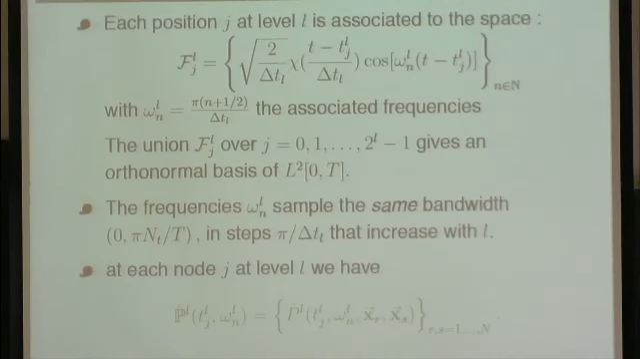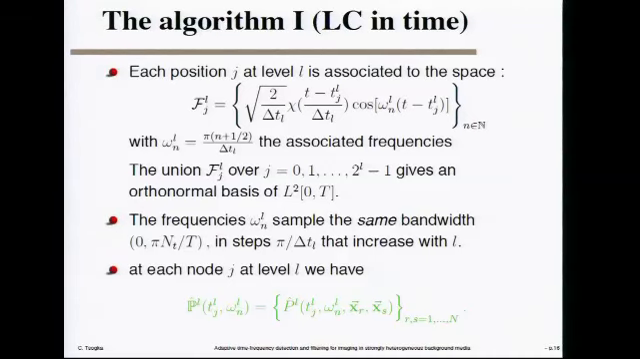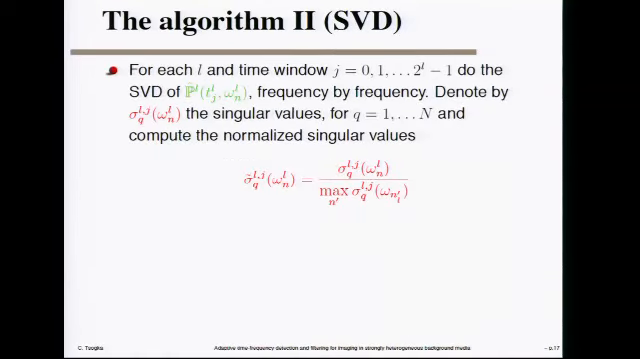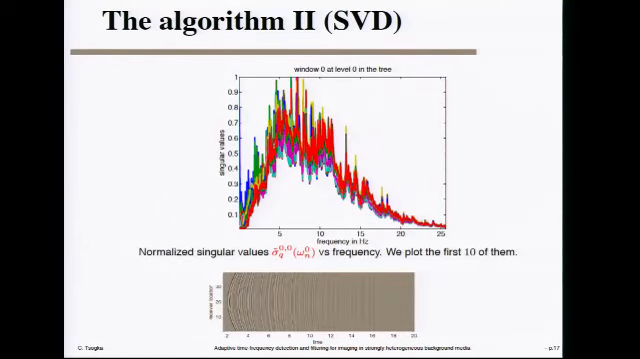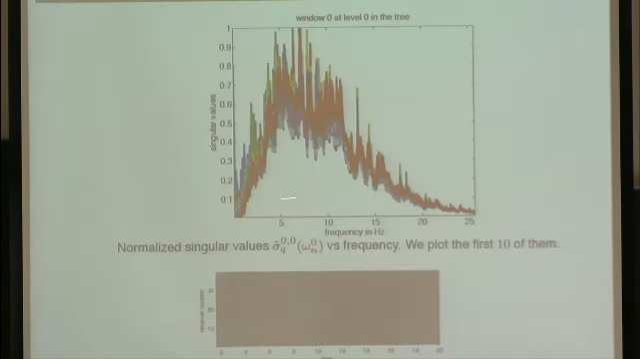As I said, at each node in the tree, we now have basically another matrix, which is n by n, but now depends on frequency. It is the cosine coefficients of the data that depend on frequency. And I want to look at the singular value decomposition of these matrices. So let's look at them. In fact, I will look at normalized singular values as a function of frequency. Let's look at the beginning. This is the first node of the tree. I plotted the 10 first singular values normalized as a function of frequency.